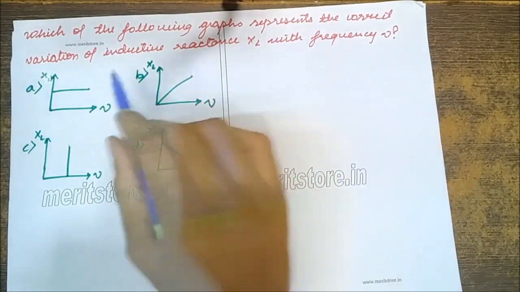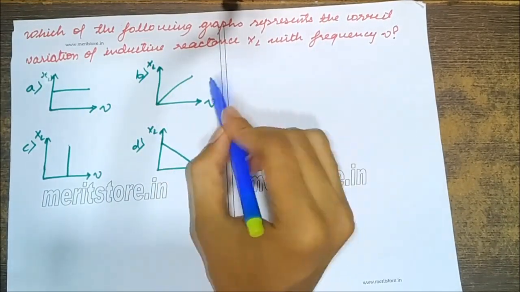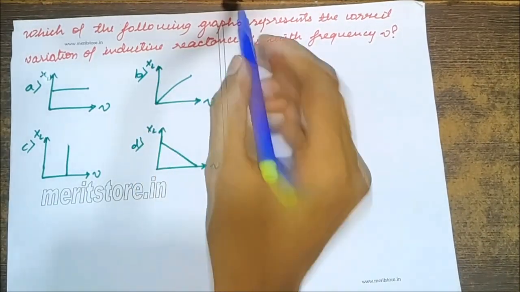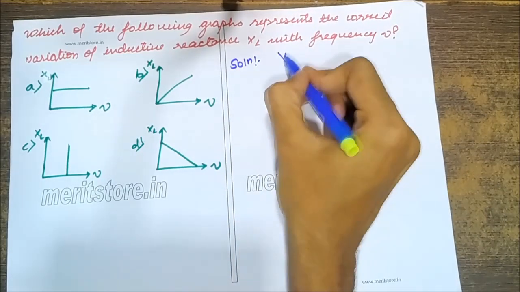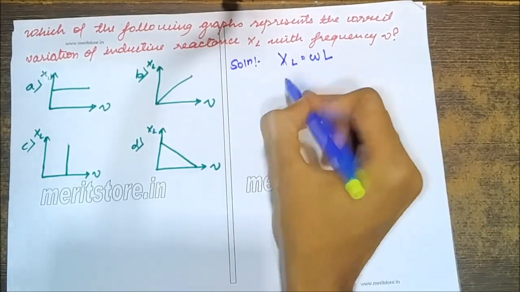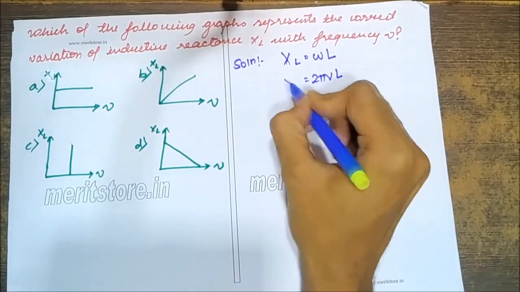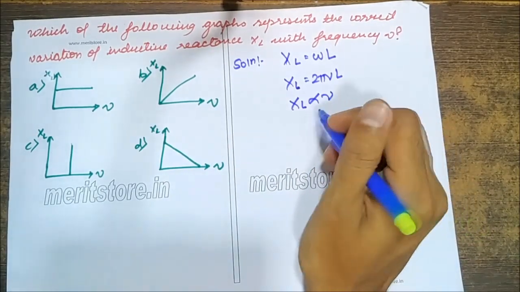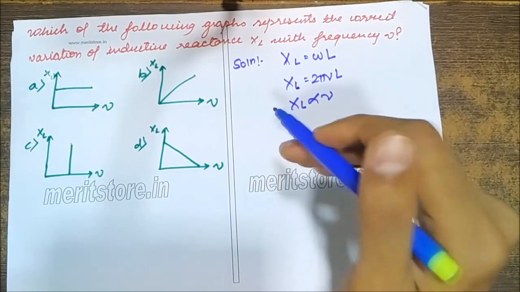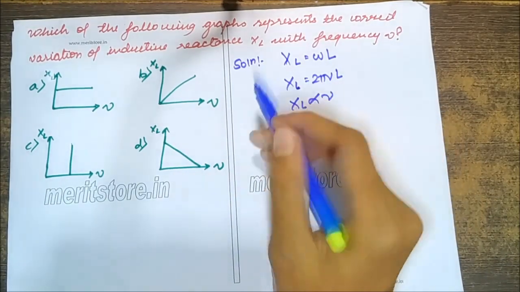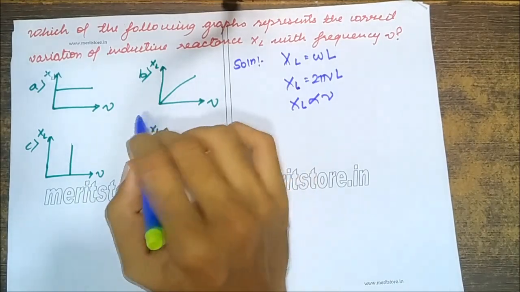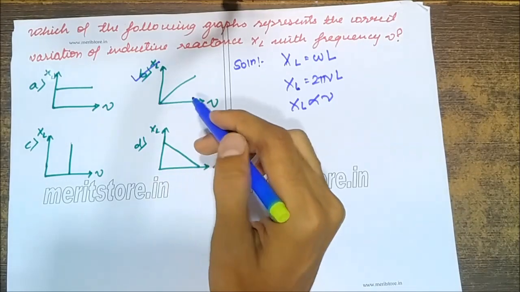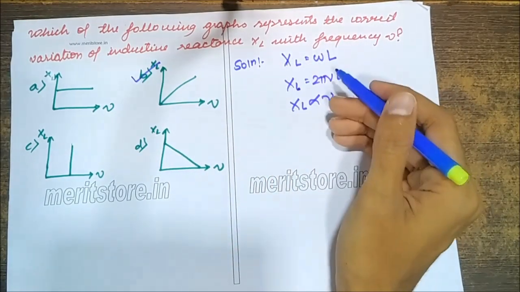Which of the following graphs represents the correct variation of inductive reactance X L with the frequency? So we need the relation of inductive reactance with respect to frequency. Firstly, the inductive reactance is directly proportional to omega into L, where omega is 2 pi v, so X L equals 2 pi v L. According to this relation, the inductive reactance is directly proportional to the frequency. This is a linear relation. As a result, there should be a linear graph, and option B here shows a linear graph. That means the inductive reactance increases linearly with the frequency.